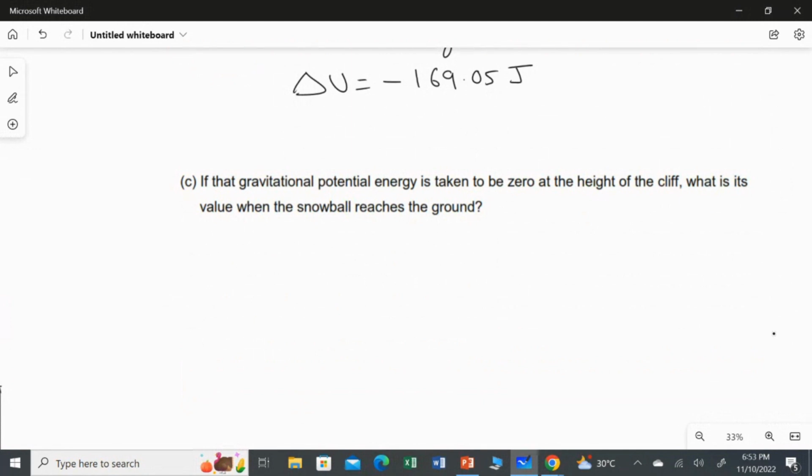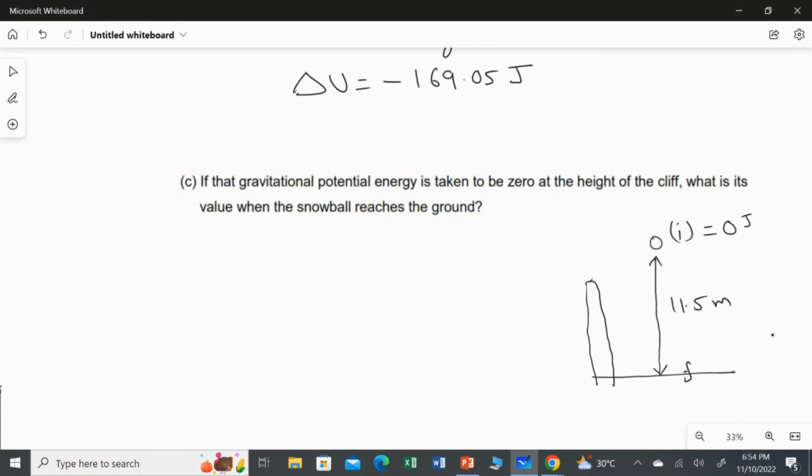If the gravitational potential energy is taken to be zero at the height of the cliff, so here is the ground and here you have the cliff, a small cliff, and from this you are firing the ball. It reached the maximum height, and the distance from the ground to this is exactly 11.5 meter. So this is our initial point, am I right? In the initial point they said the initial potential energy is zero. Clear? So now we have to find the value when the snowball reaches the ground.